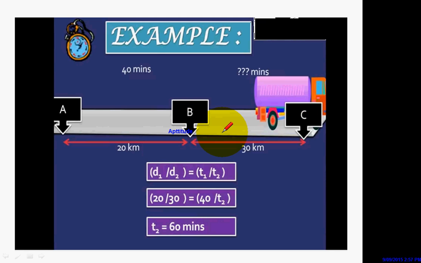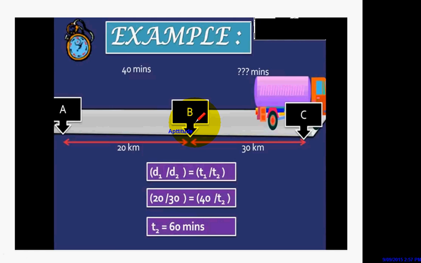So now we need to know what is the distance between B and C. That is also given in the problem, that the distance between these 2 points is 30 kilometers, but the time taken is not mentioned. So we are supposed to calculate the time taken by the truck to cover this particular distance. Here we can assume that the speed is constant.